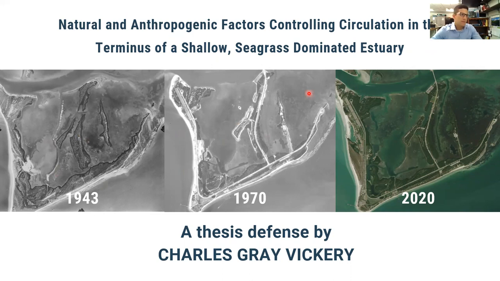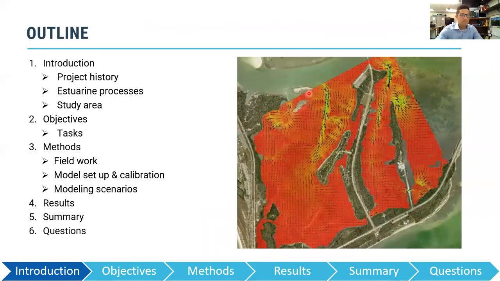What we've been looking at is how different factors that have happened at this estuary have affected the circulation patterns here, and what sort of implications that might have for the water quality, for the ecosystem connectivity, and for the overall quality of this habitat. So we have quite a lot to cover, so I'm going to go ahead and get started.